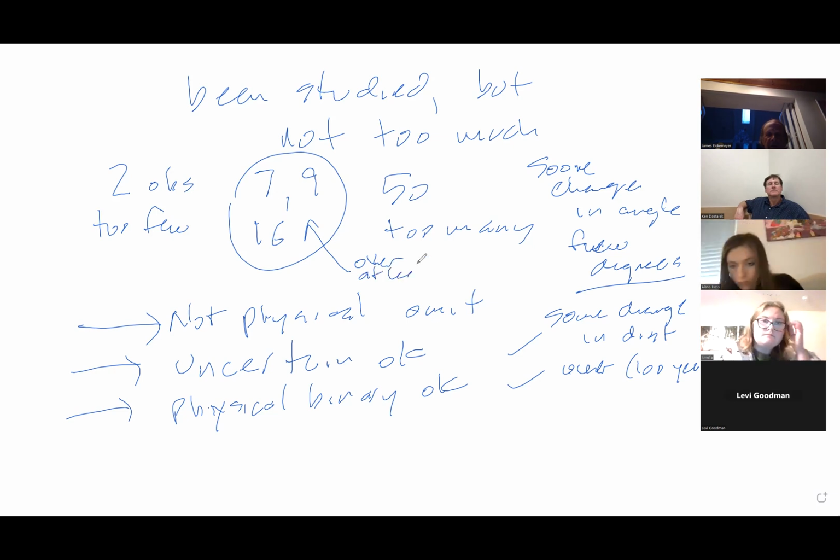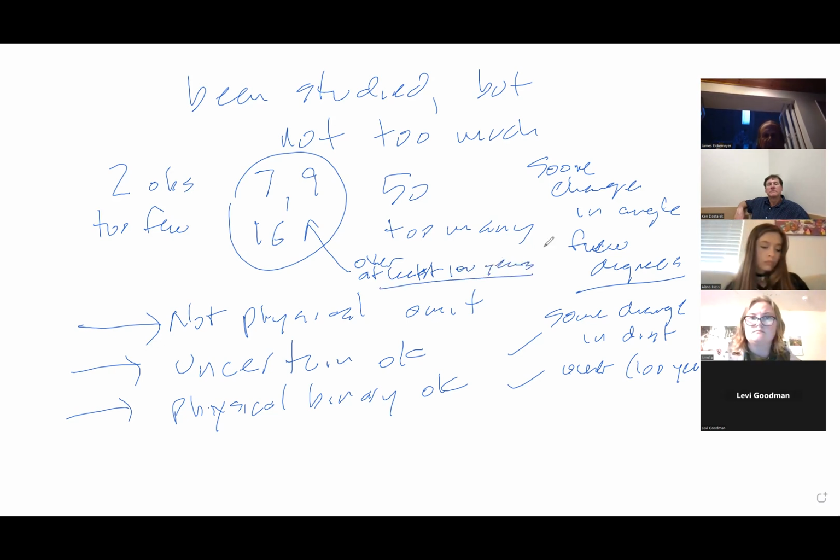So I'd say at least 100 years from the earliest to the last observation, but not that many observations in that amount of time. And so it's a little bit of an art to try to pick those things out.